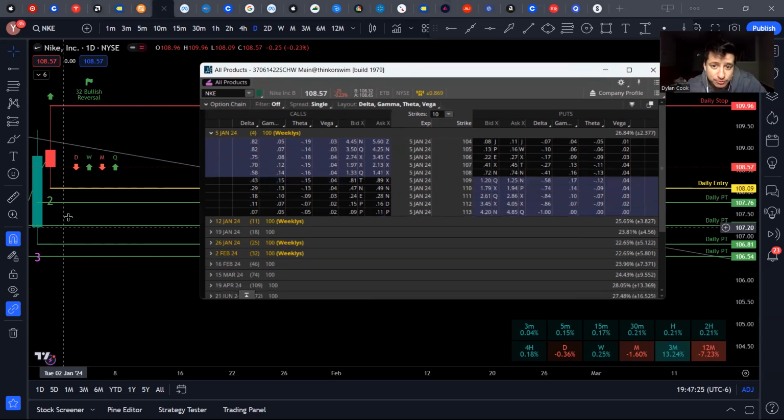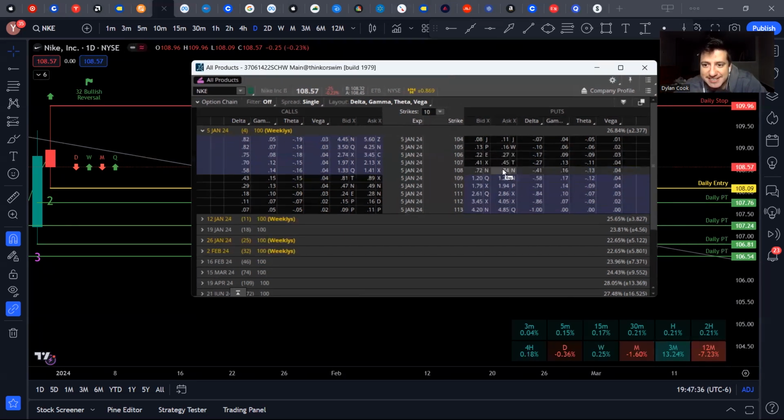Nike failed 2, 322 ref forming, 108 for the puts. Love this price. Love this delta. Love the theta, even though the theta doesn't matter. It's just that this is exactly what we want our things to look like. Look, if it moves $1 in our favor, we get $41 added to our contracts, and our gamma gets $16 added on to its delta.